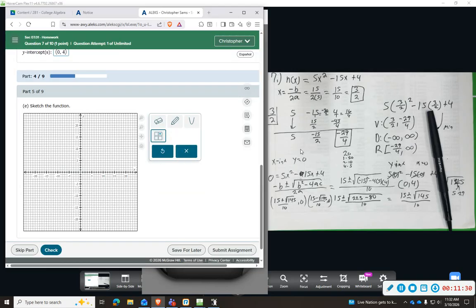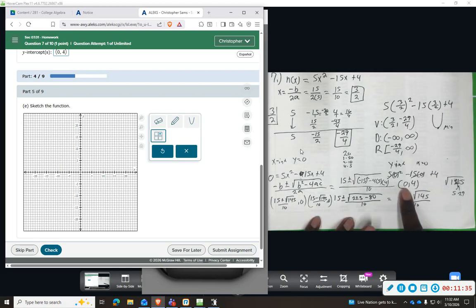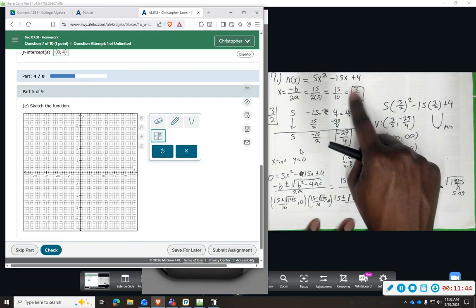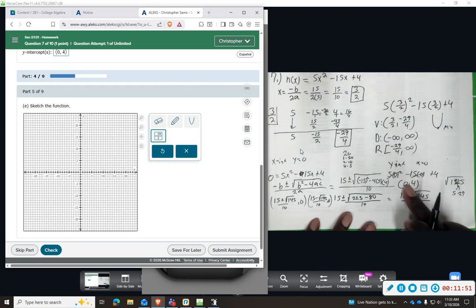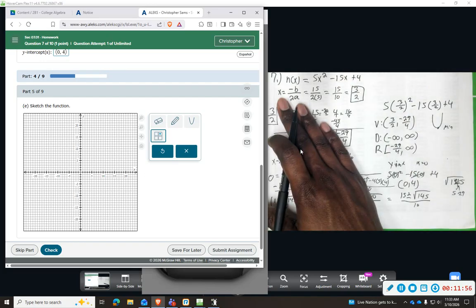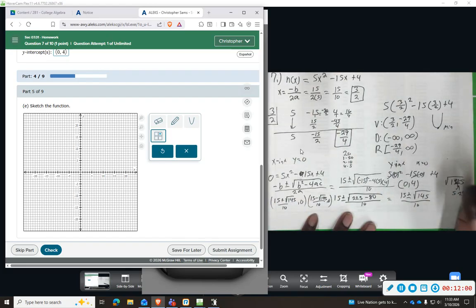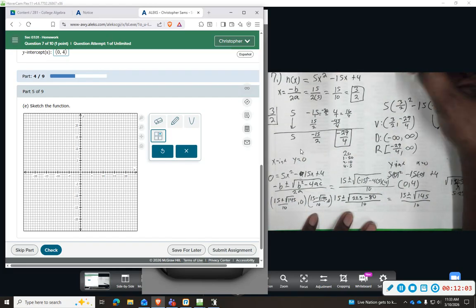The easiest way to find some other points would be to go either side of your vertex. So once you find the x-coordinate of your vertex, which is 3/2, or 1.5, we want to do something either side of it. So I can plug in, well, we can't do 0, we've already done 0. We can do +2 and maybe a -1. So I'll do +2 and -1. I'll just plug those two in.